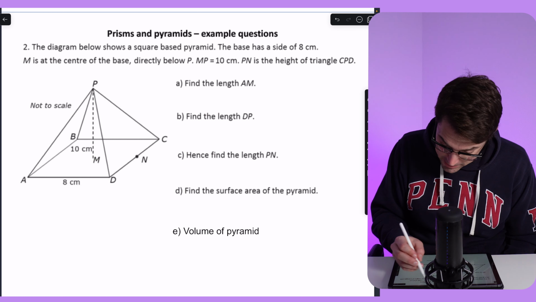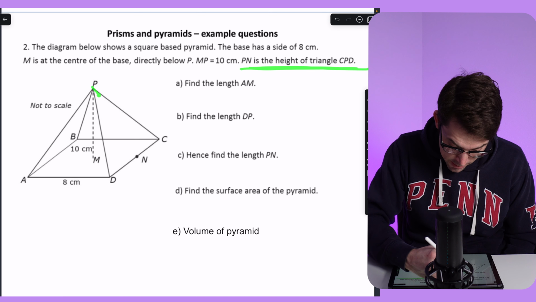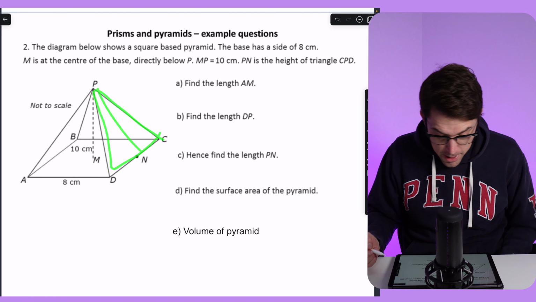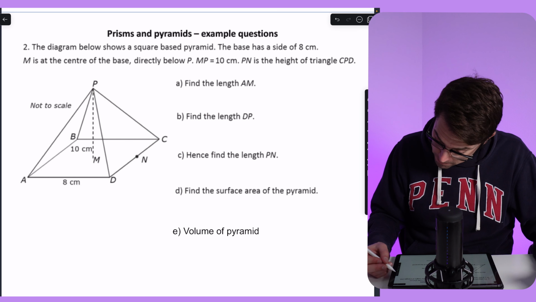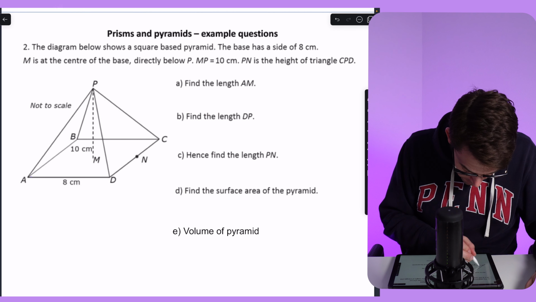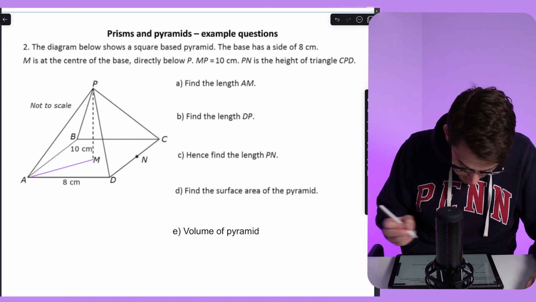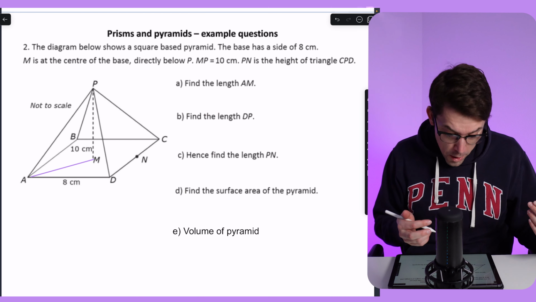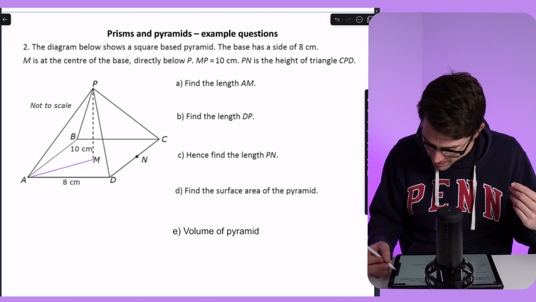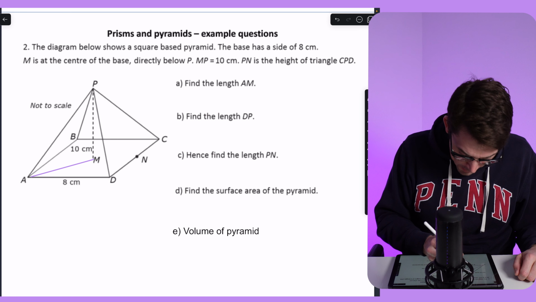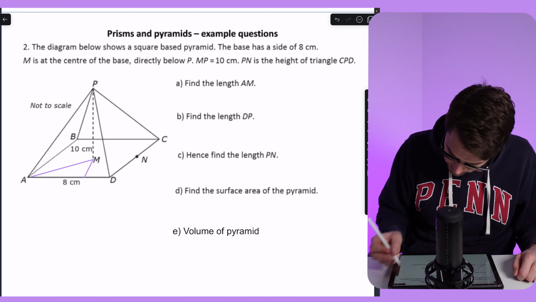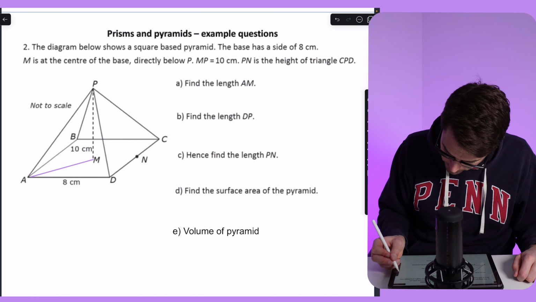And then PN is the height of the triangle CPD. PN is the height of this triangle, CPD. All right, so now let's find the length of AM. If I want to know what this is, how do I find that? Well, it's important to note that our base has side lengths of 8. What does that mean? It means that if I were to draw this here, let's say, this is a little bit not to scale. Let me go ahead and try that again.